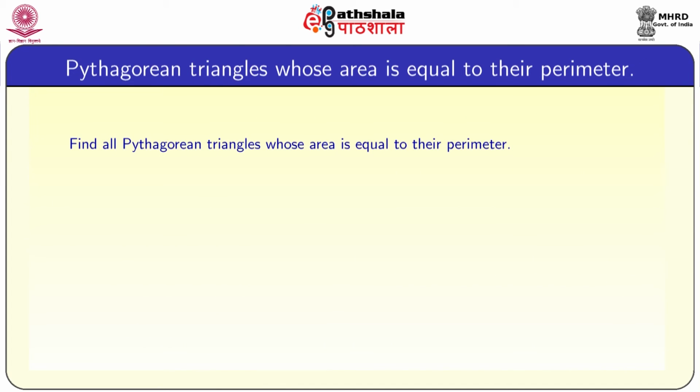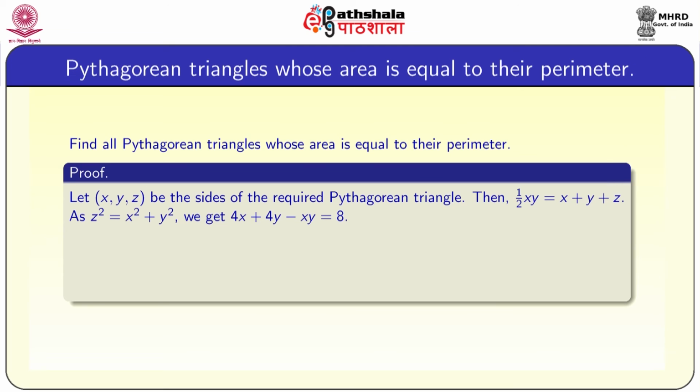Now, Pythagoras triangles whose area is equal to the perimeter. So here we are going to find all Pythagoras triangles whose area is equal to their perimeter. Let x, y, z be the sides of a required Pythagoras triangle, and then half of xy is equal to x plus y plus z, area equal to the perimeter. But we already have that z square equal to x square plus y square.